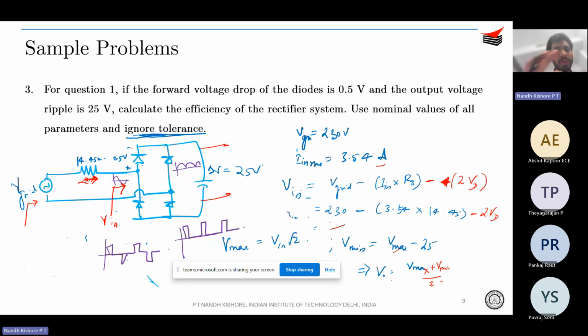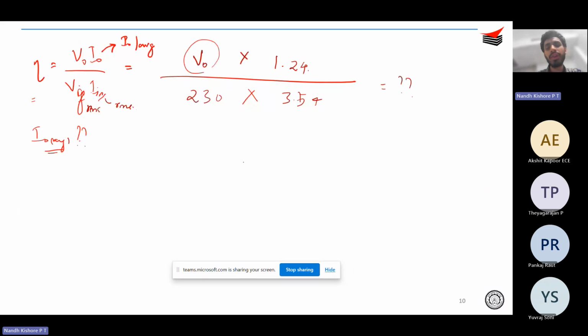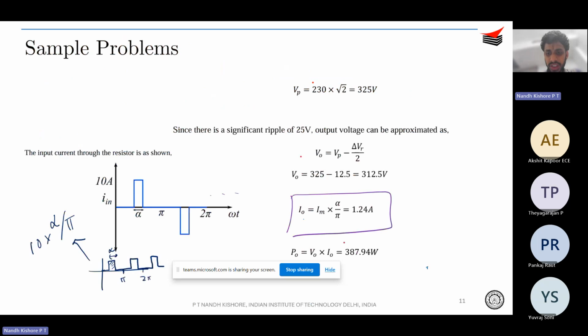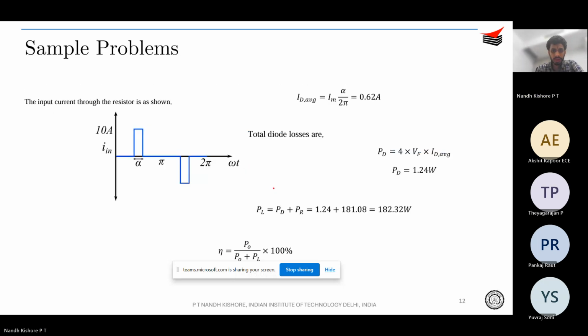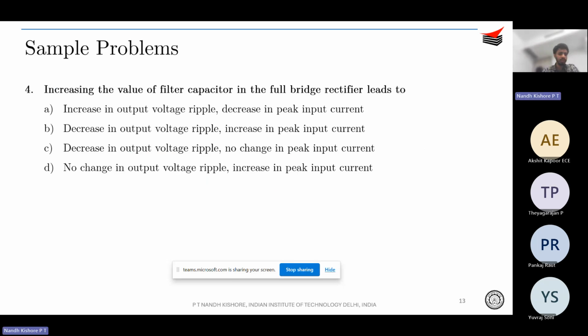Even though that is very small, a little bit insignificant, you should consider that. And then only you will find out what is your V naught. So from this only you can calculate the efficiency. You should consider the diode losses as well. Okay, so we'll move on to the next question.